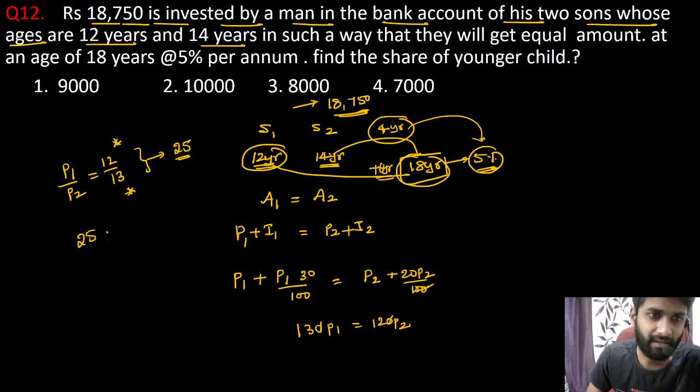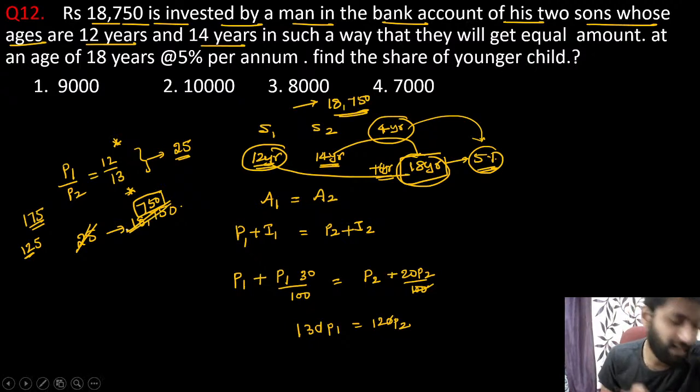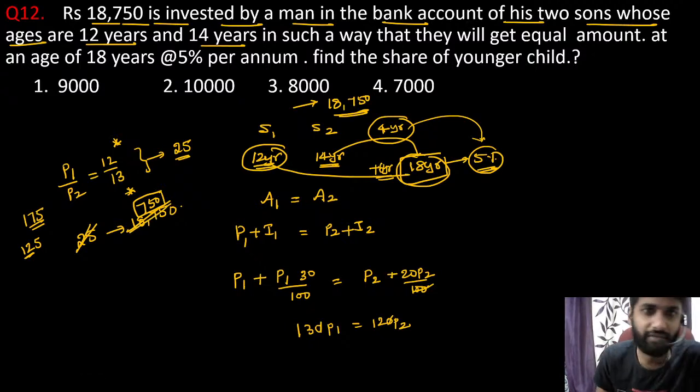Now see, 25 becomes 18,750. Find the value of each unit. 25 ones are 25, 25 fours are 100, 25 sevens are 175. So we have a remainder, again 125, meaning each unit is equal to 750. So 25 becomes 18,750, each unit is equal to 750.